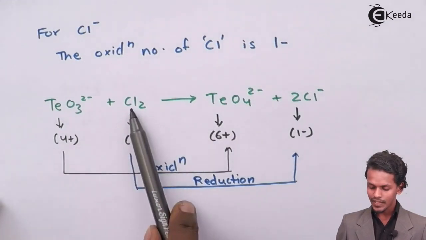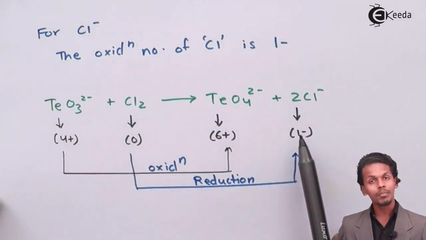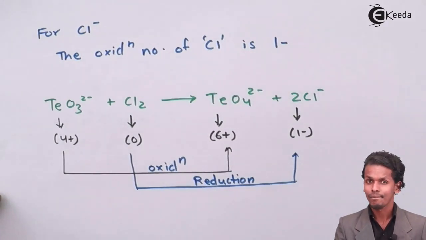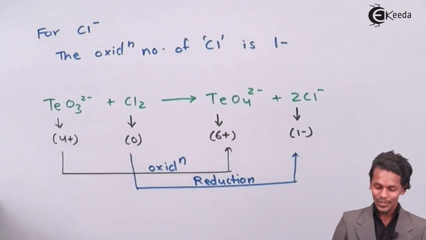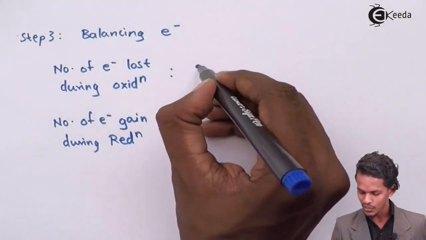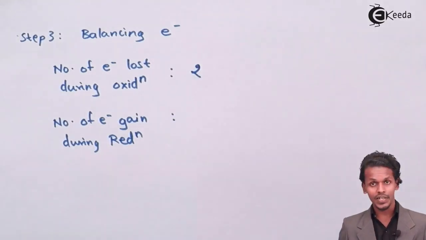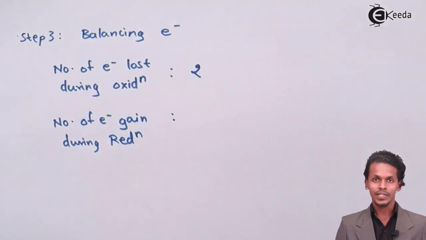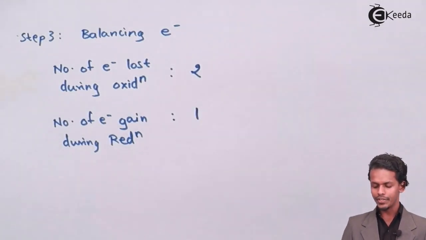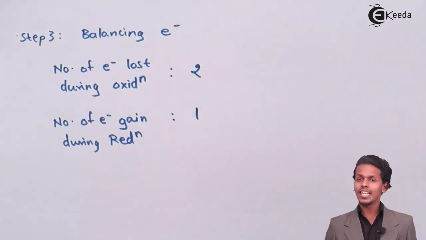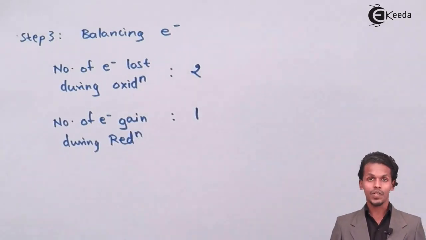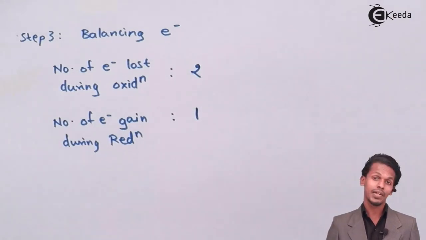While in case of conversion of 0 oxidation state to minus 1, the number of electrons that have been gained is 1. So therefore I could write it as, for oxidation the number of electrons lost is 2, and for reduction in this equation the number of electrons being gained is 1. So as we can clearly observe, the number of electrons lost and the number of electrons gained during the overall process is not balanced.